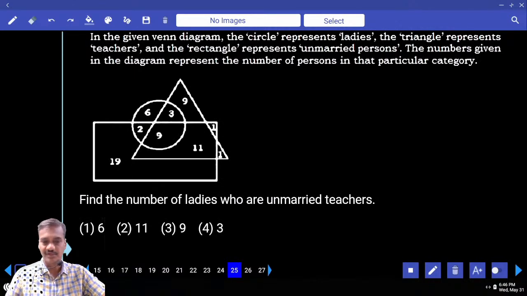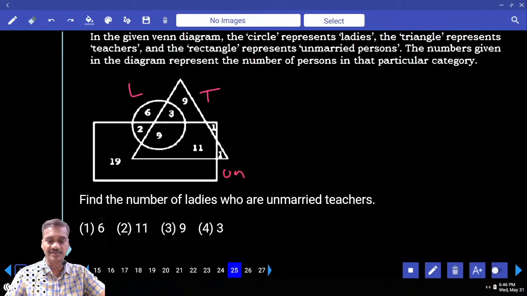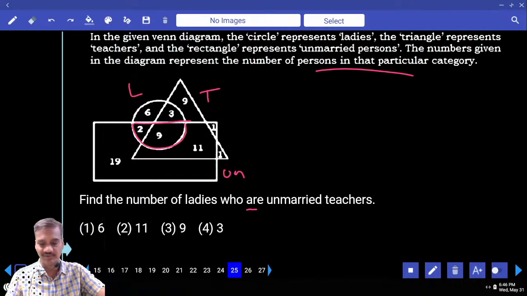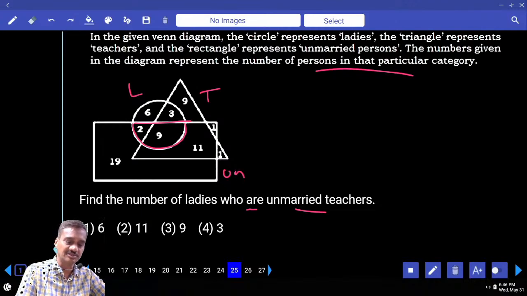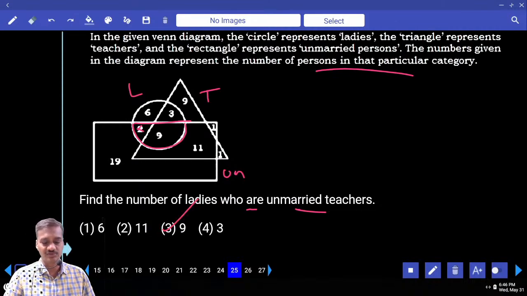Then next, the 25th one. In this 25th, in the given Venn diagram, the circle represents ladies, the triangle represents teachers, and the rectangle represents unmarried. The number given in the diagram represents the number of persons in that part. Find the number of ladies who are unmarried. Ladies who are unmarried: 2 plus 9, 11. And unmarried teachers must be teachers as well. As they must be teachers, this 2 does not fall under that category, and there are only 9 ladies who are unmarried but teachers. Choice 3, question number 25.